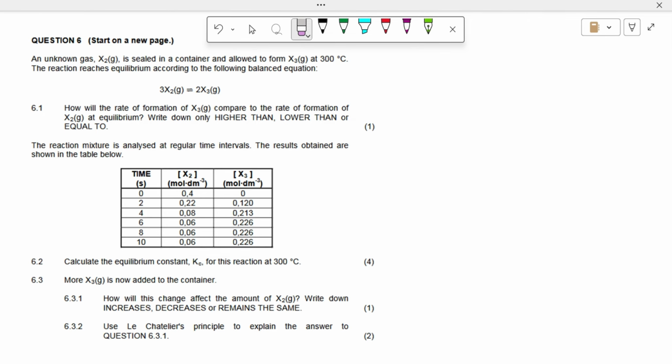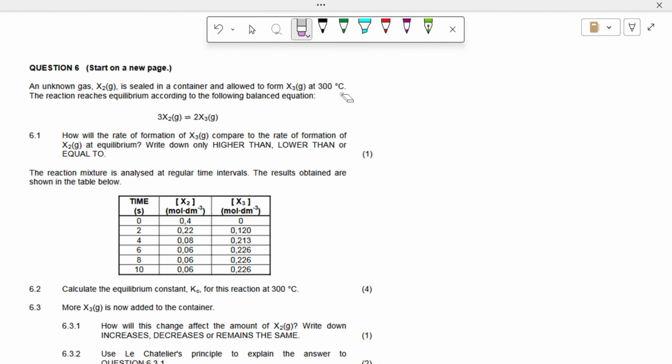Today, I want us to go through this past paper as part of our consolidation videos on chemical equilibrium. I sourced this paper from the November 2015 exam. Okay, November 2015 exam.